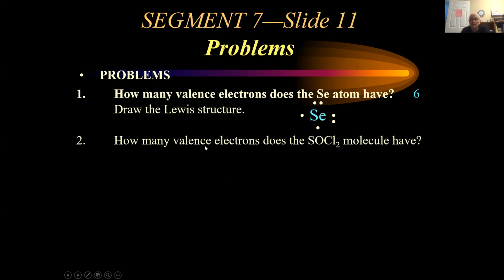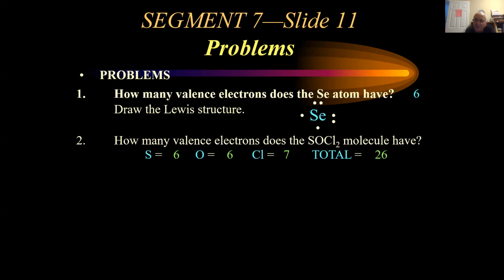Now, how many valence electrons would SOCl2 have? Okay, well, sulfur is in group 6, oxygen is in group 6, chlorine is in group 7, and we've got 2 of them. So that would give us a total of 26 valence electrons. So if I'm dealing with this molecule, SOCl2, and by the way, it does exist, it's called thionyl chloride, you'll use it in organic. It stinks and stings your nose. So be aware of it when you get to organic.